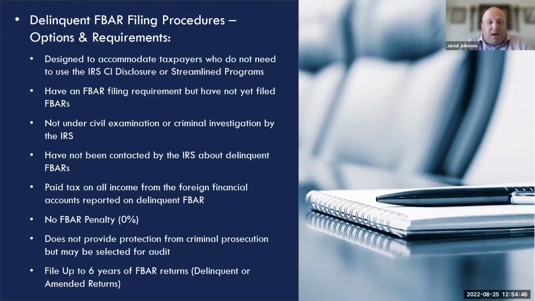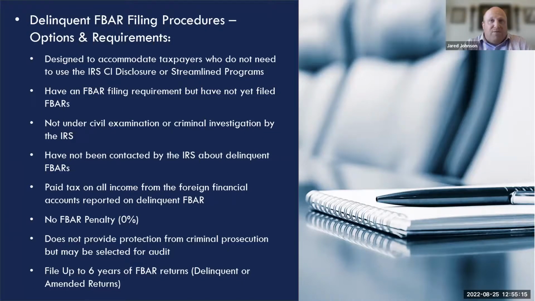FBAR. Ben talked about earlier the statute of limitations for an FBAR is 6 years. So under this program, you file up to 6 years worth of delinquent FBARs. If you've never filed it, but you've filed all the income, therefore you don't qualify for the streamlined program, then you could file under this delinquent FBAR. It's really an easy program.